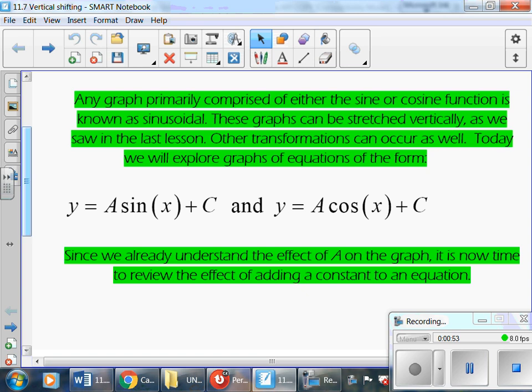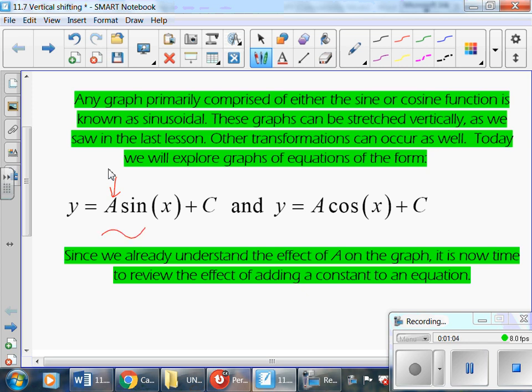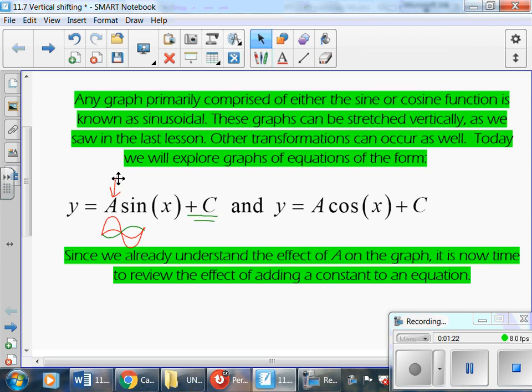Now I'm going to remind you that when we talked about this a right here, that was called the amplitude. That's what stretched it. So if we started with a nice sine curve that looked like this, remember that when that a changed, it might have come up and come down to the 0 and looked something like that. Or if that was a negative, sometimes it reflected over the x-axis and looked like this. So now we're going to see what happens when you add and subtract a constant off the back of this.